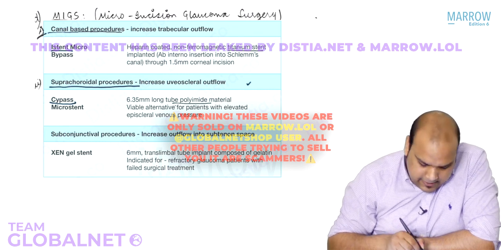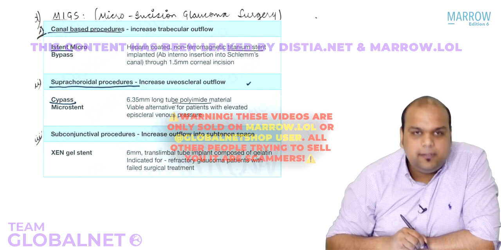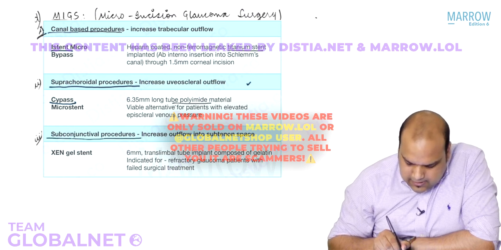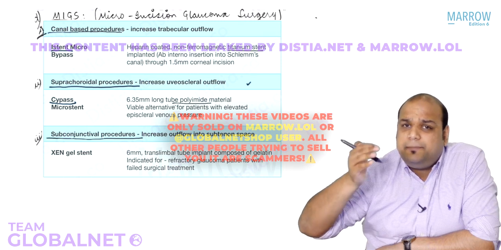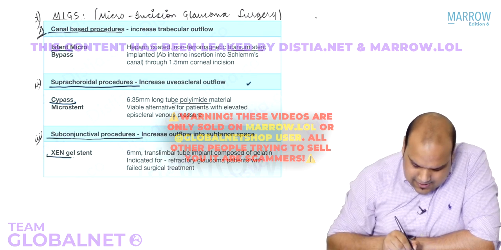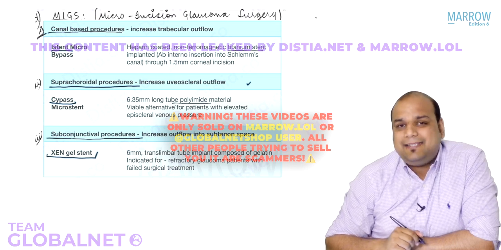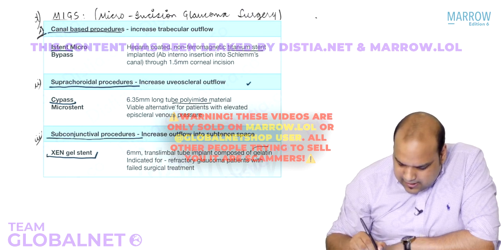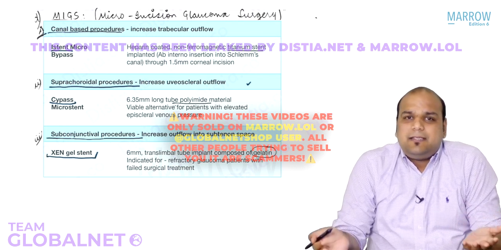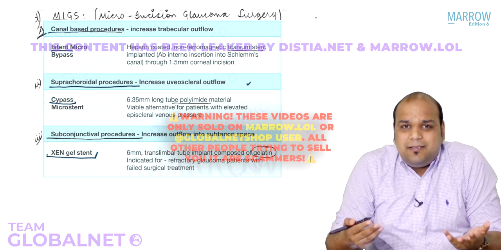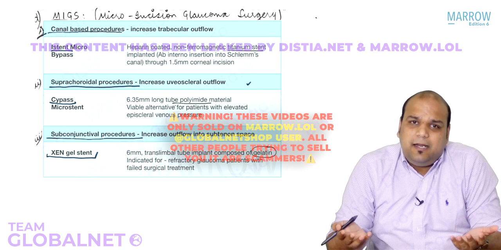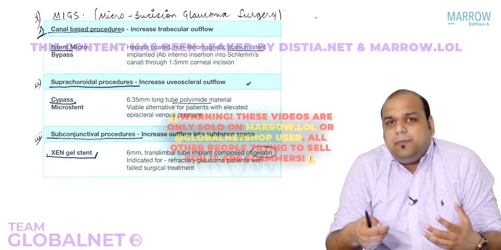Okay, everybody? And then the third way that MIGS can be done is subconjunctival procedures. They also increase the outflow into the subtenon space, just like trabeculectomy. The device used is the XEN gel stent, and because it is gel, it is made up of gelatin. Just remember, micro incision surgeries are getting more popular because the incision is smaller, so the healing time is less and the chances of infection after the surgery are less. Just remember these names and certain information listed here.